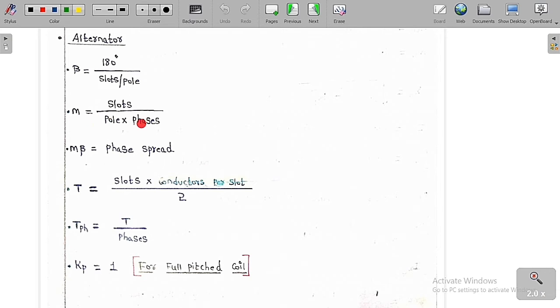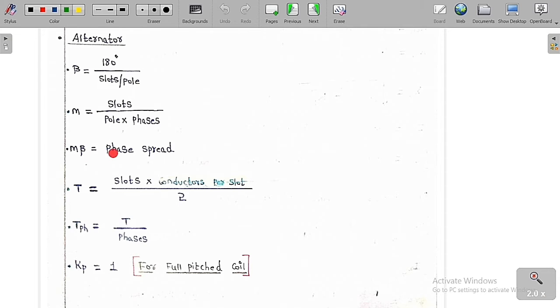So m is equal to slots per pole per phase. It tells you the number of slots which are assigned per one phase under one pole. The number of slots assigned for one phase under one pole is called m, the phase group. So here m is slots per pole per phase, meaning the number of slots under one pole assigned to one phase.